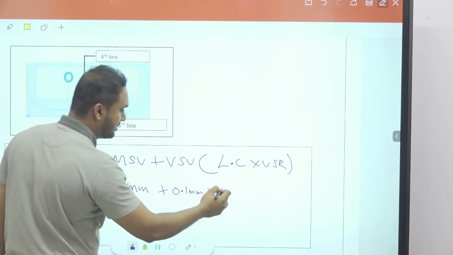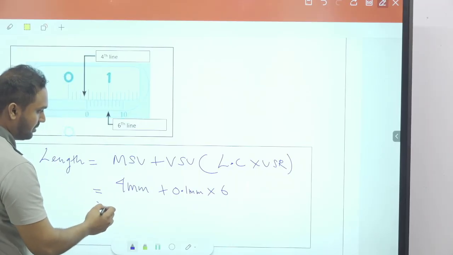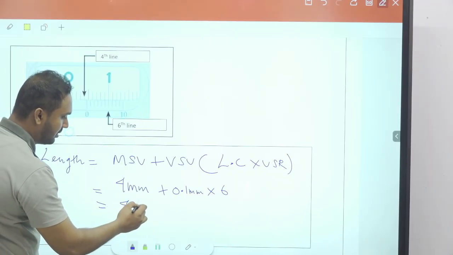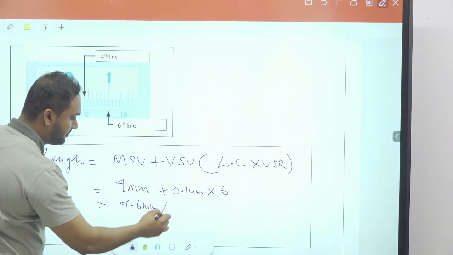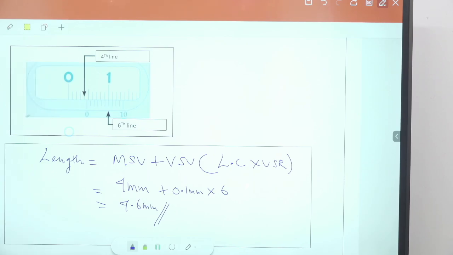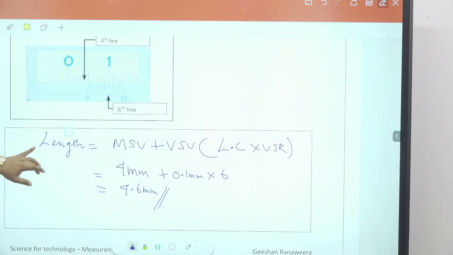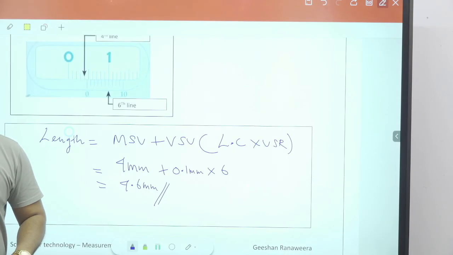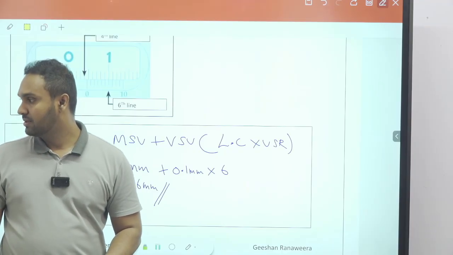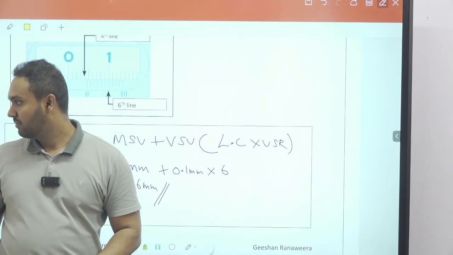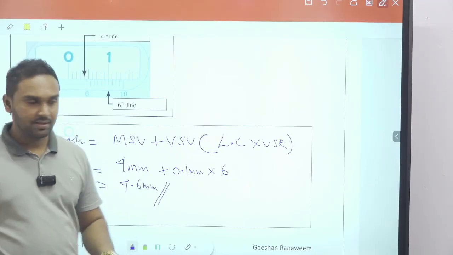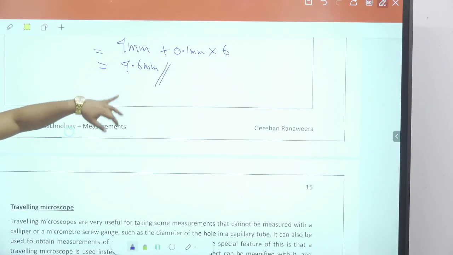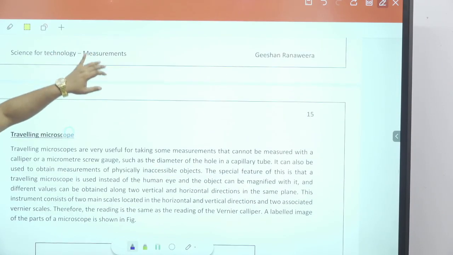It is a 6. So that's 4.6 millimeters. Easy, right? 4.6 millimeters. Yes? I hope Shiny and Sajesh got the same answers. 4.6. Yes? Right.